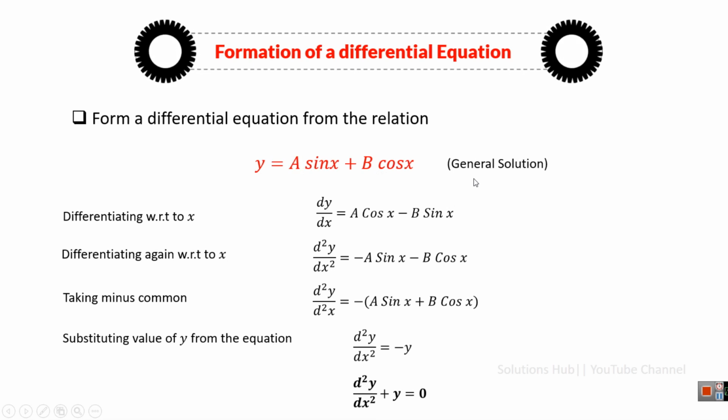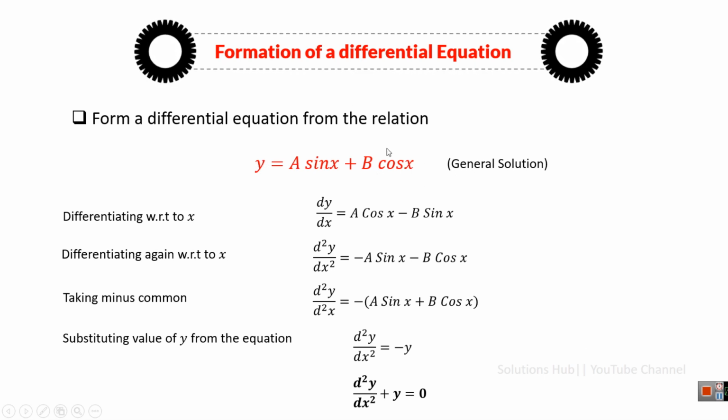And why I have written general solution beside y is equal to a sin x plus b cos x, because this particular relation is called a general solution. I am going to discuss in the next slide what a general solution is. For instance, you have to keep in mind that y is equal to a sin x plus b cos x is the general solution. Why is it called general solution? Because it contains some arbitrary constants, and if you assign a and b some particular value, this general solution will become a particular solution.